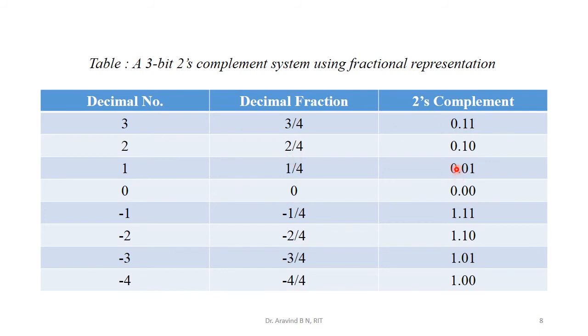Similarly, 2 divided by 4 will be 0.10 we are going to have. So similarly, for all of them we have made divided by 4 operation, and equivalent 2's complement representation has been given over here. So since it is a fraction, after MSB bit we are going to have a decimal point, and then the remaining representation we are going to have.